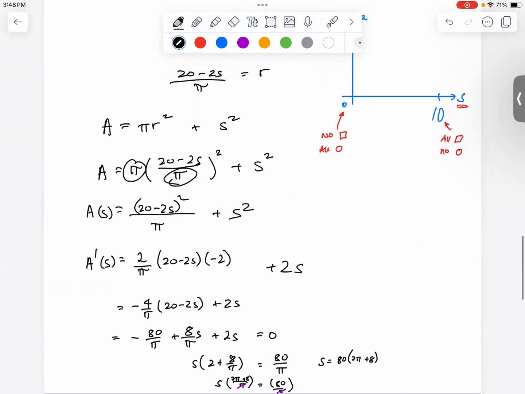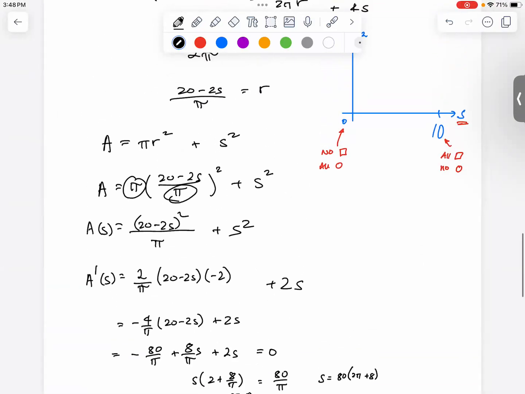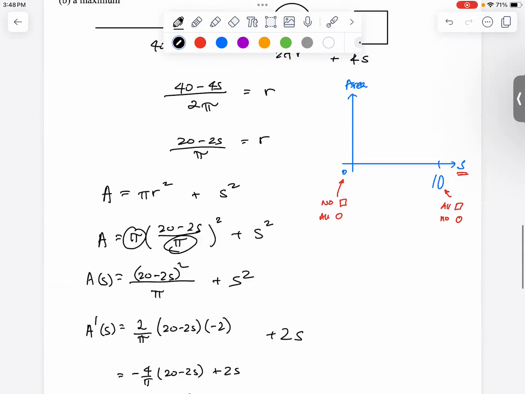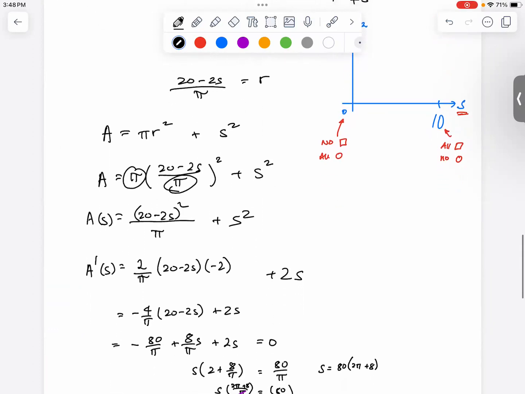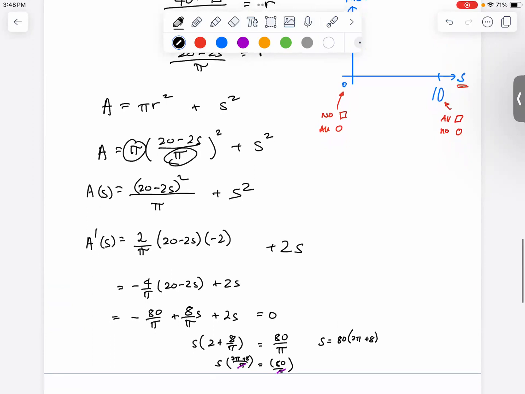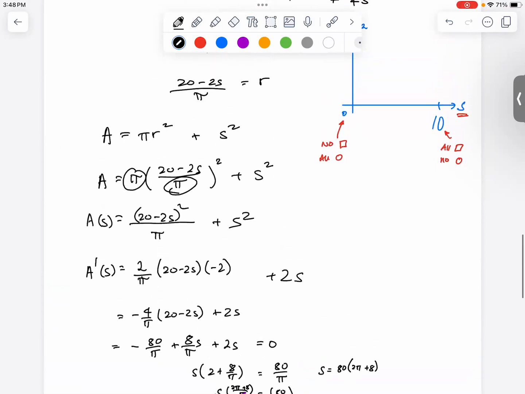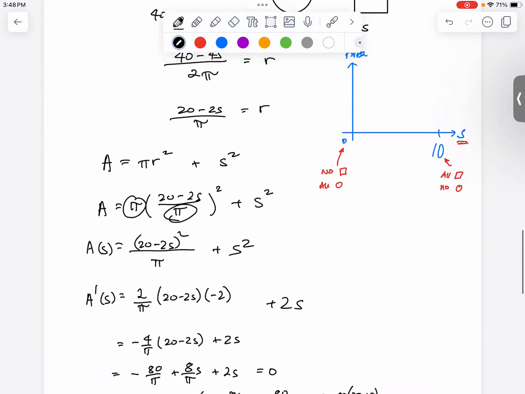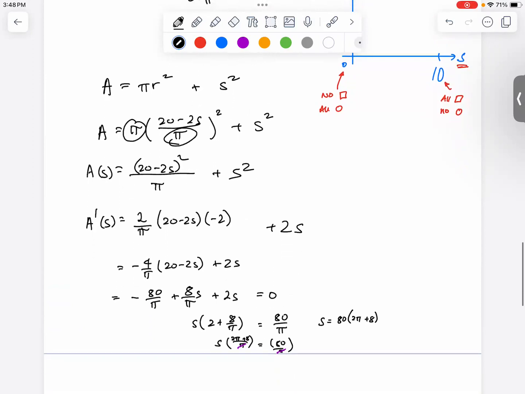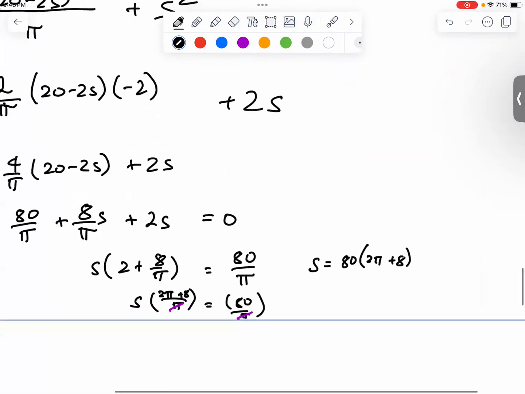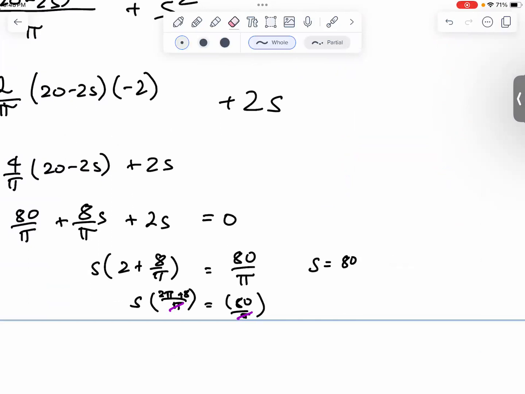Wait a second. This would be a bit too much. Oh, no, sorry, my bad. Divide, not multiply, divide. Yes, divide by this. Okay?